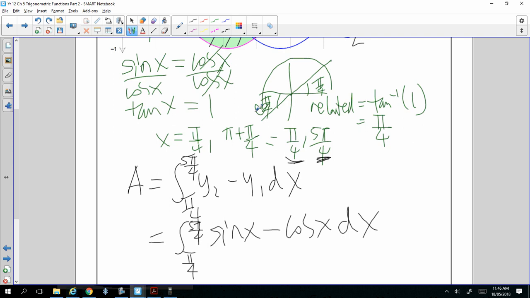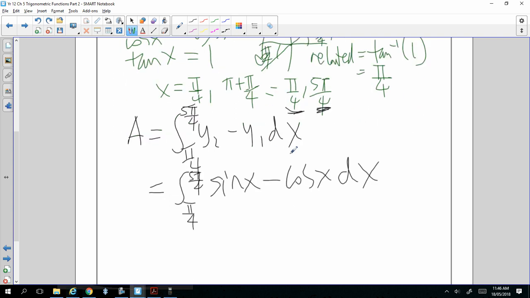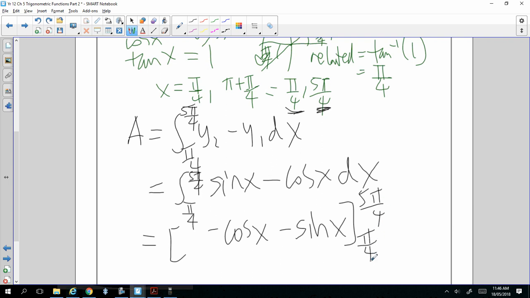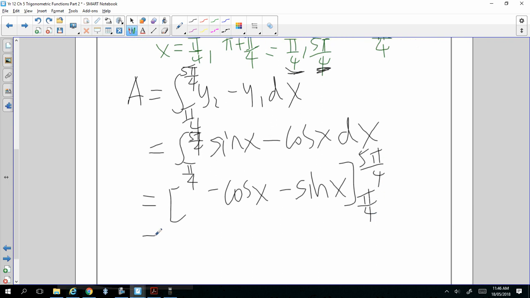So the integral of sine is negative cos, minus sine x, from pi on 4 to 5 pi on 4. Then substitute: negative cos 5 pi on 4 minus sine 5 pi on 4, minus negative cos pi on 4 minus sine pi on 4. Okay, so you need to know your exact values.